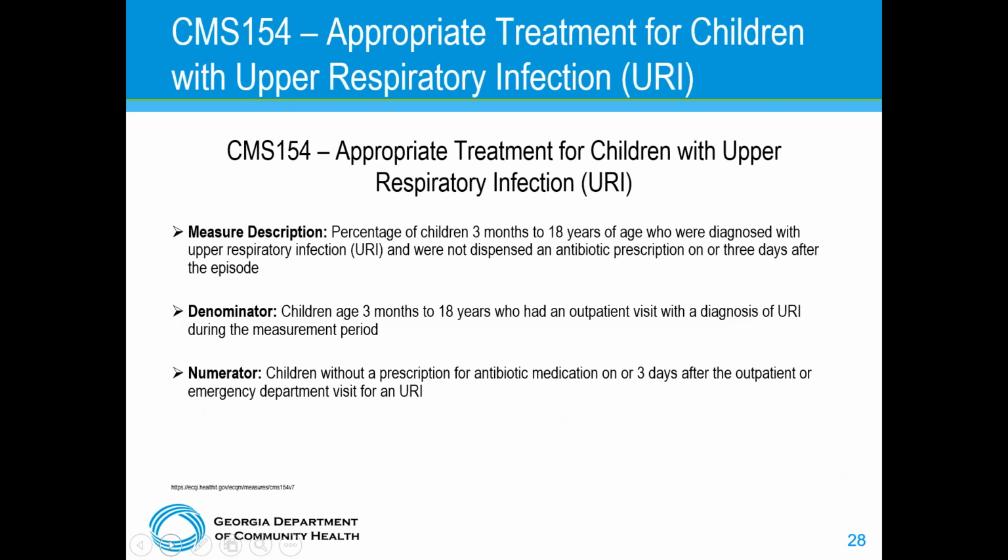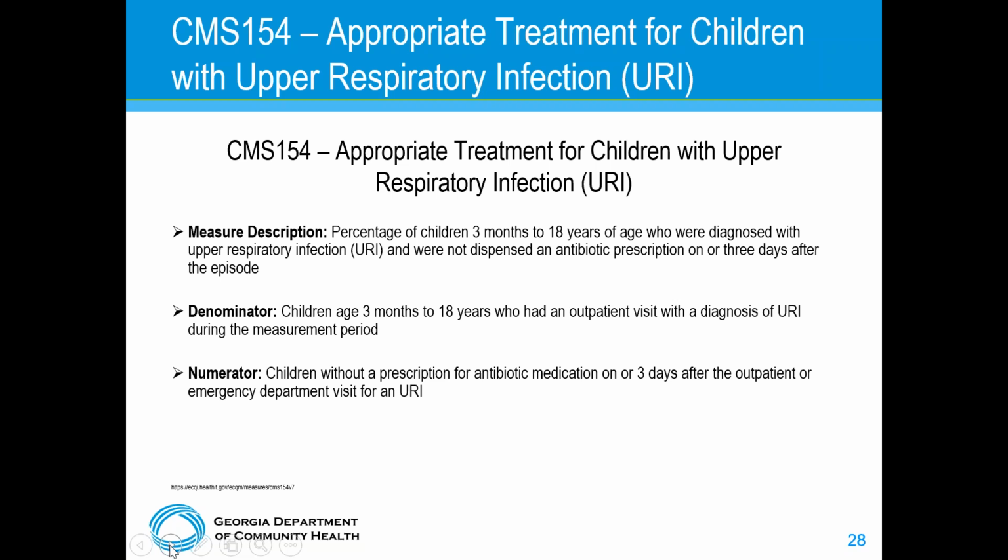So the next measure is CMS 154, staying on that antibiotic theme. This is the appropriate treatment for children with upper respiratory infections. This measure description is the percentage of children 3 months to 18 years of age who were diagnosed with an upper respiratory infection and who were not dispensed an antibiotic prescription on or 3 days after the episode.